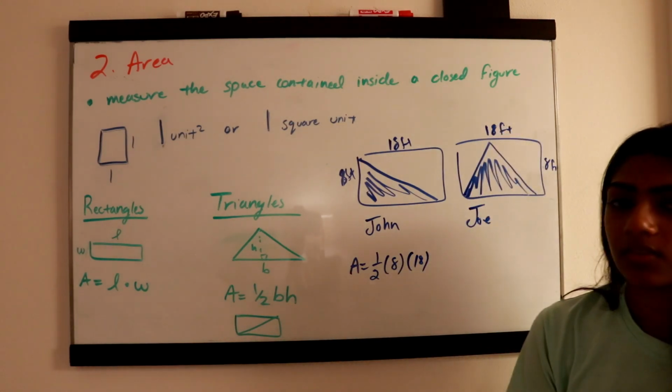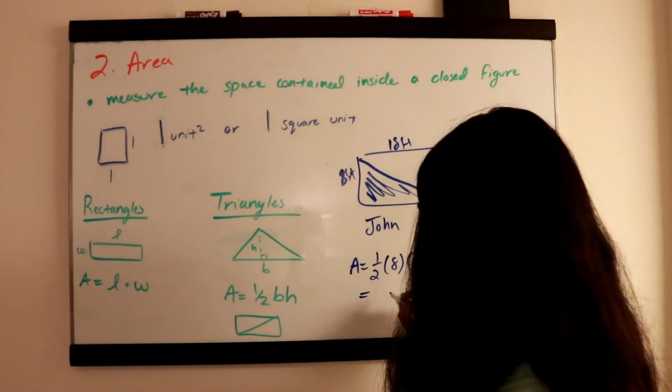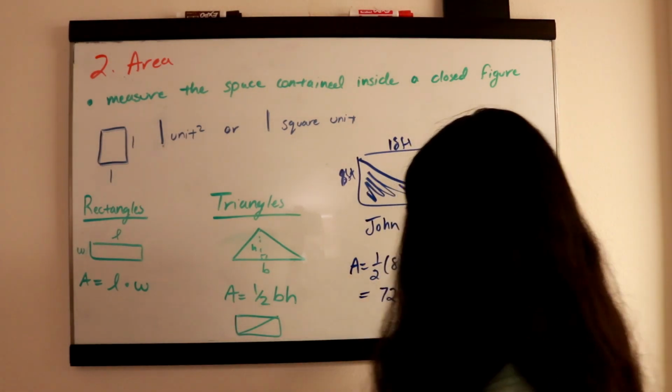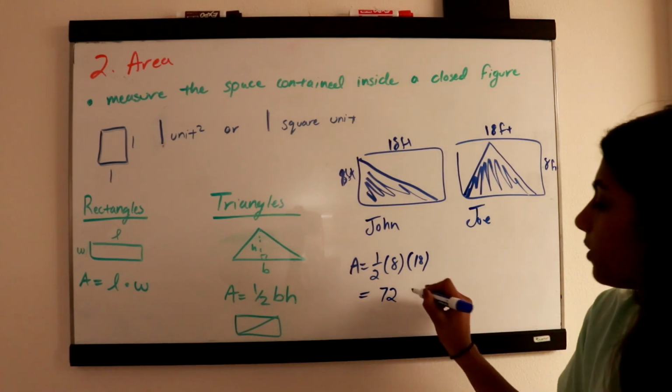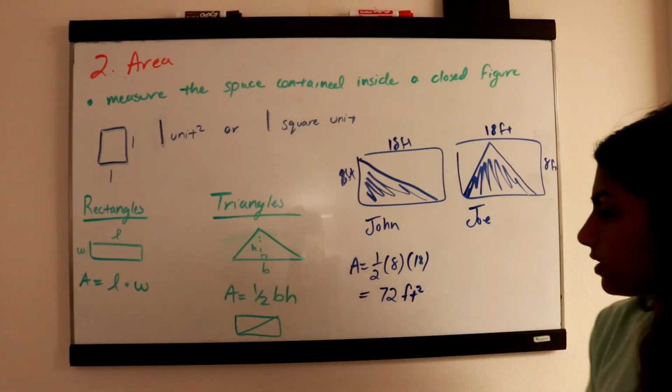So the area is 1/2 times 8 times 18, which is equivalent to 72. Remember to add units, so this would be feet squared. We can also say square feet.